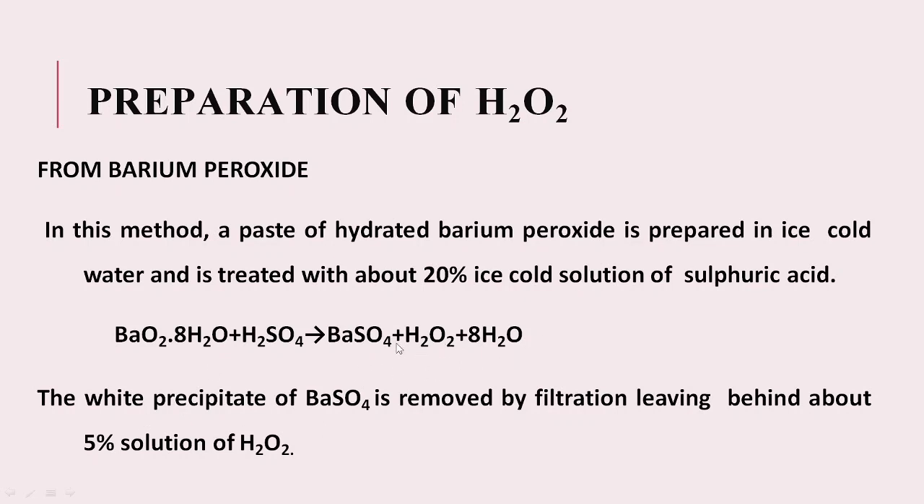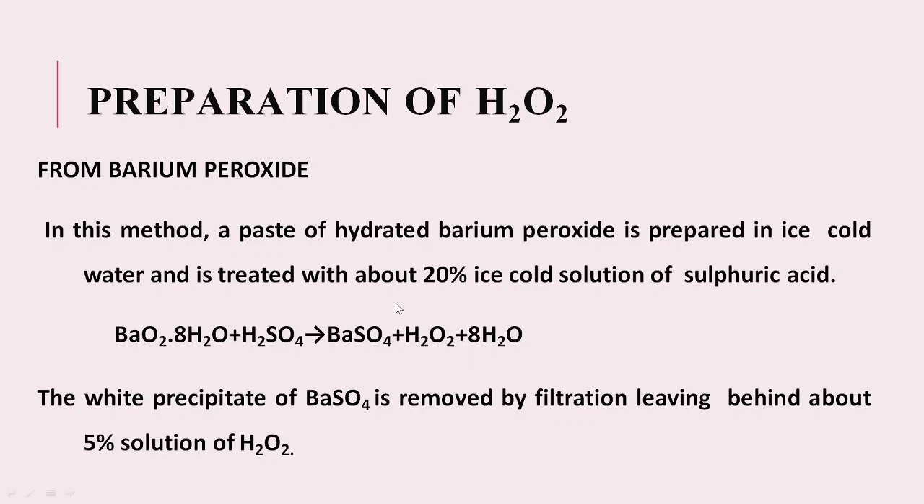And here again the barium sulfate comes as a precipitate. Then this precipitate is removed by filtration, leaving a 5% solution of H2O2. It means the H2O2 that is obtained here is a mixture of hydrogen peroxide and water. So these two are miscible.